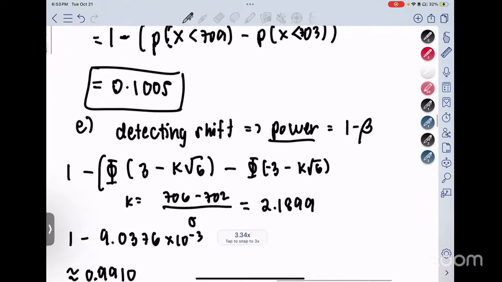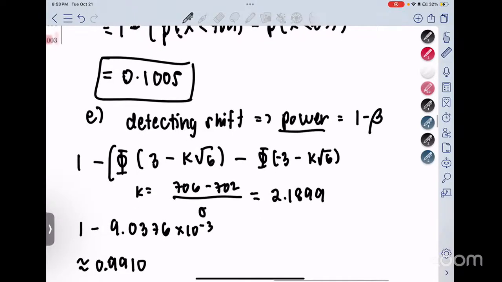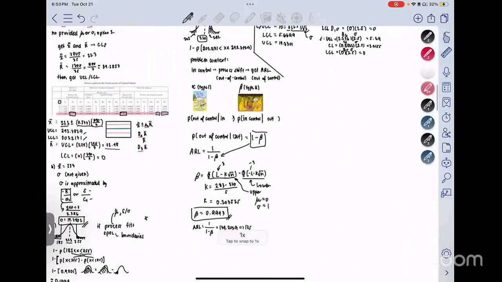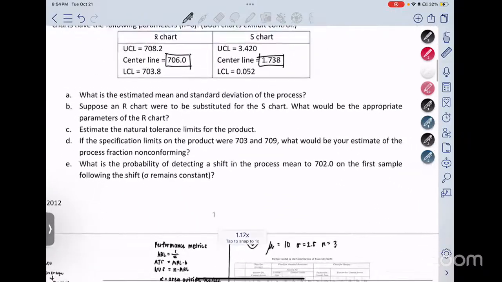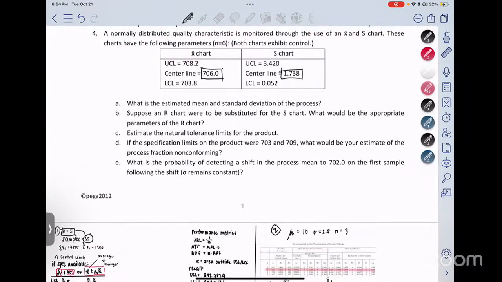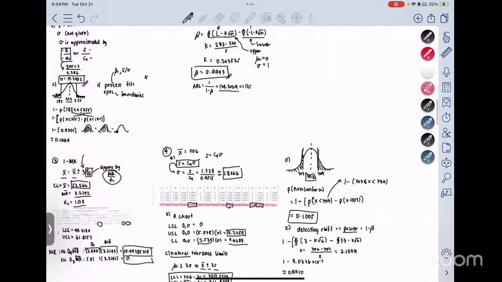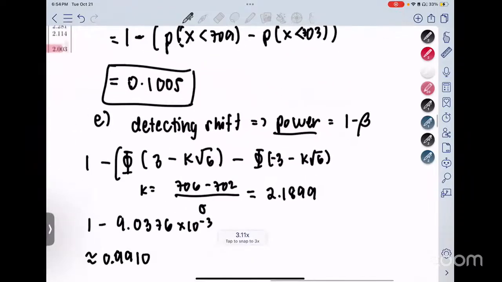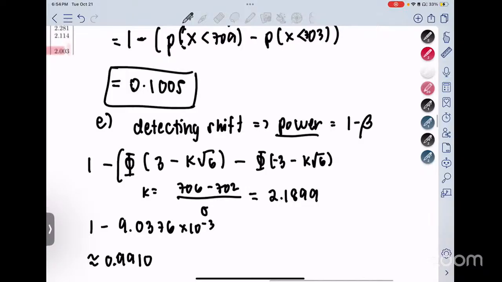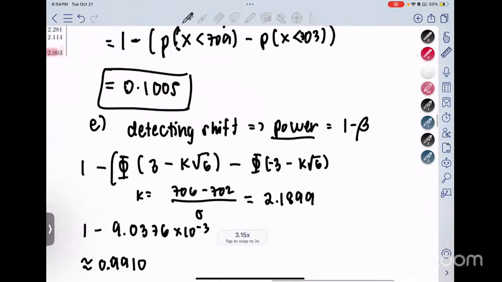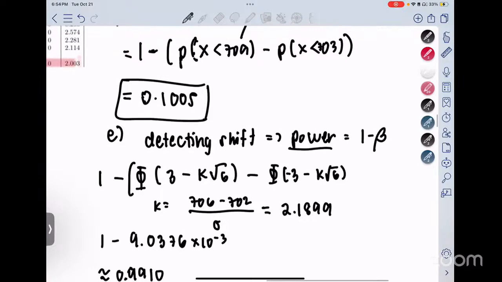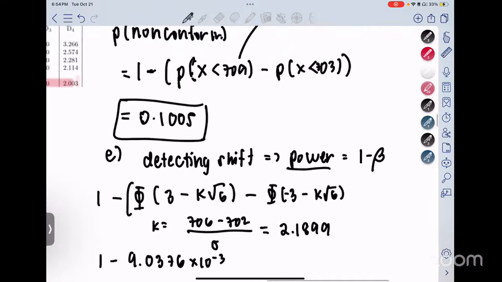Detecting shift. And last, what is the probability of detecting a shift in the process mean to 702 on the first sample following the shift given that sigma remains constant? So essentially what you're checking here is yung power of the test. How can you detect the shift instantly?